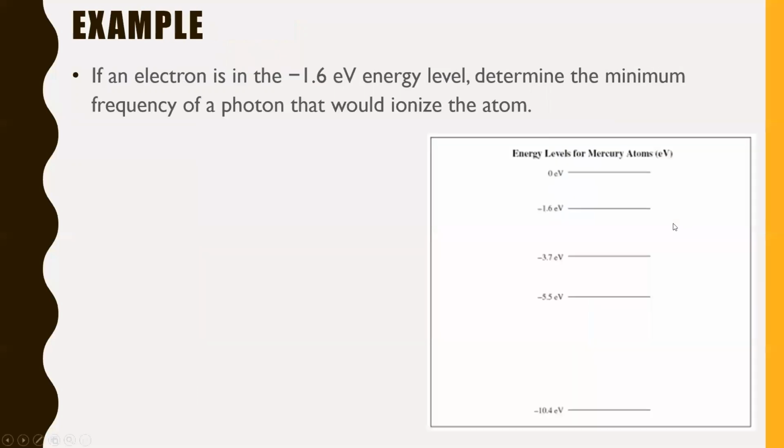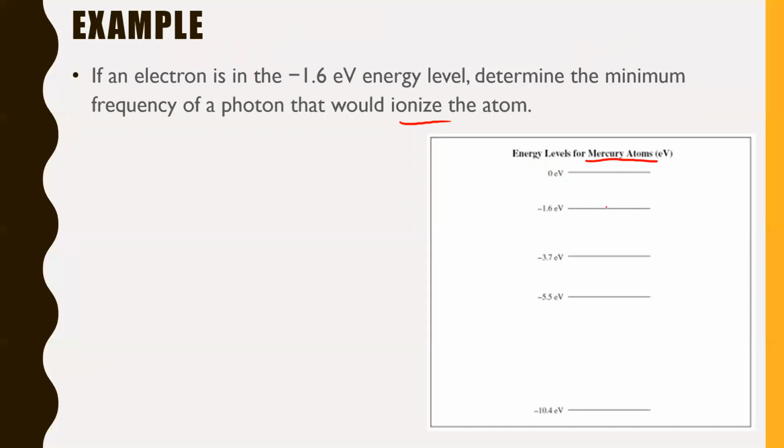Let's move on. All right, last question here. This actually went way faster than I thought. We're like 17 minutes into this. So if an electron is in the negative 1.6 eV energy level, determine the minimum frequency of a photon that would ionize the atom. So this comes into what I was talking about just a minute ago. Remember, this one's for mercury. It's not for hydrogen, so that's why we got some different numbers here.